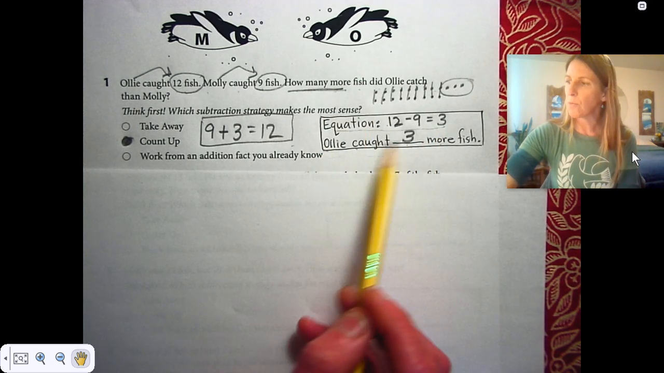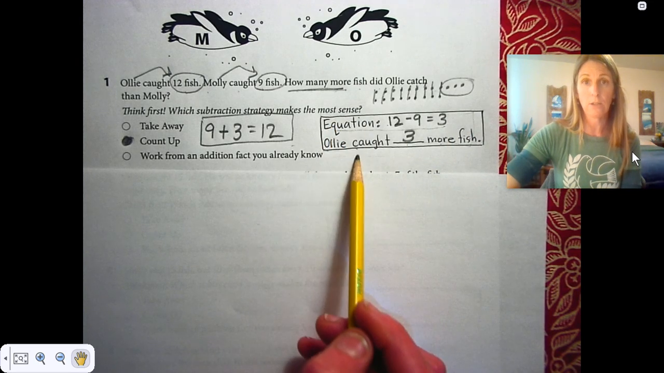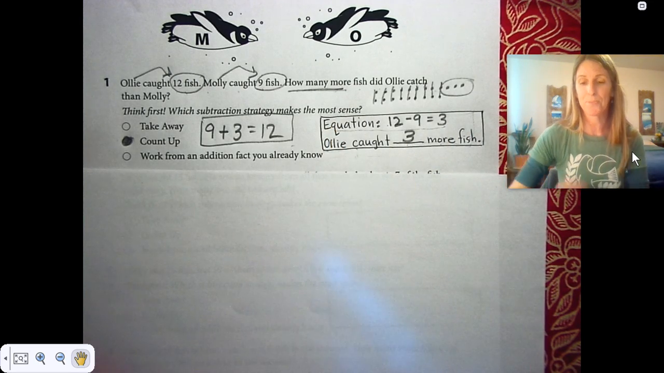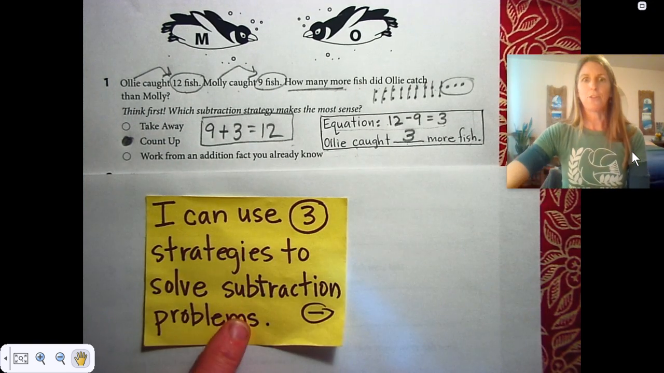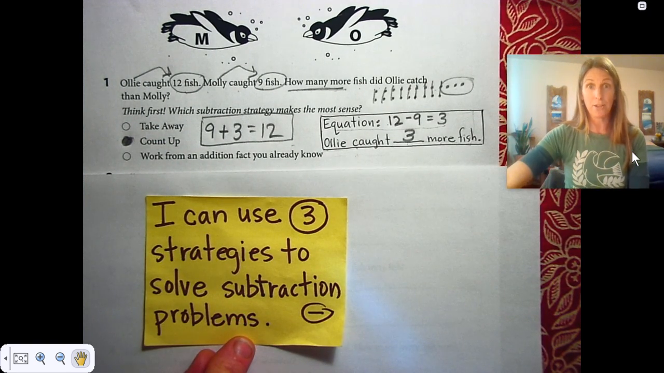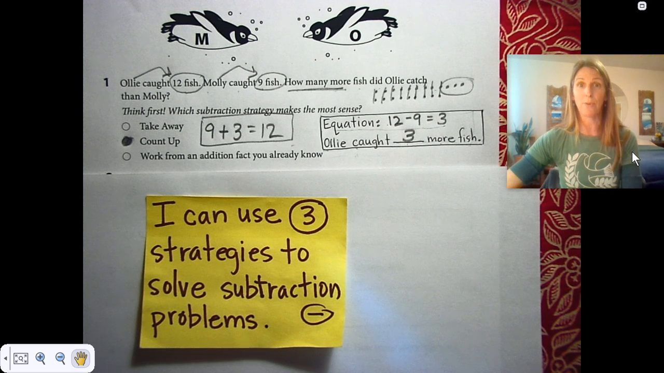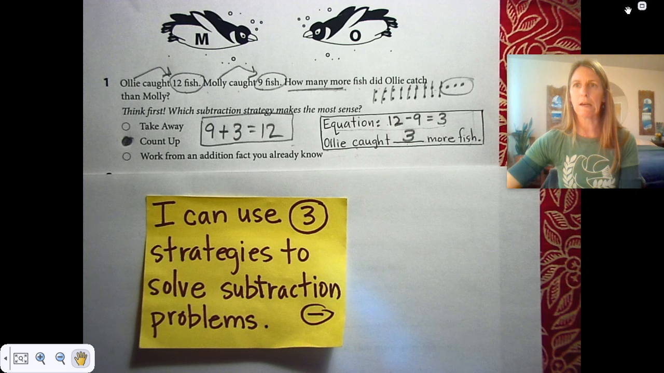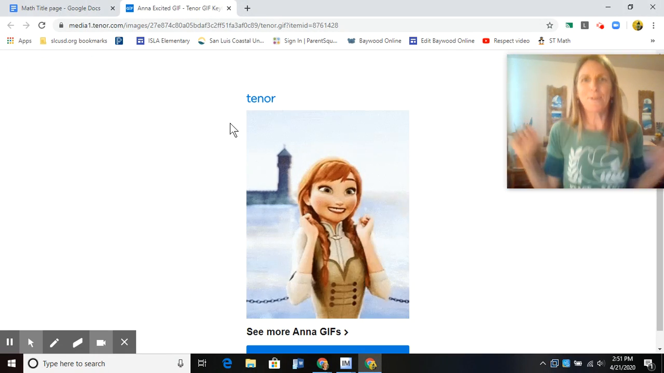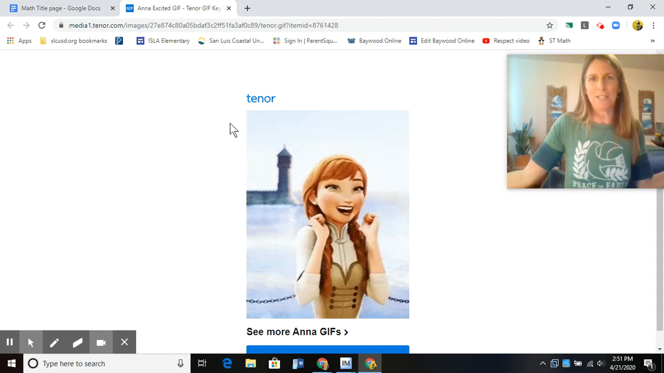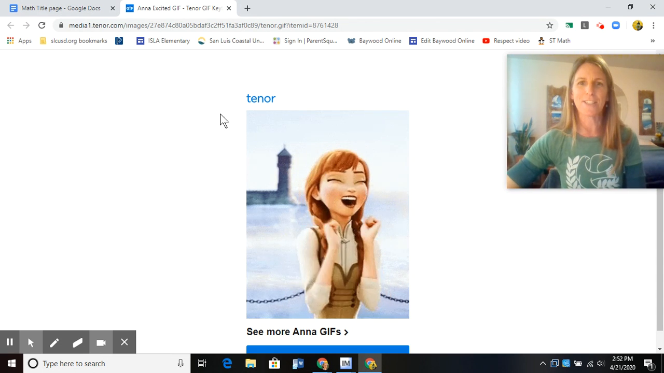I gave you a rectangular box in Seesaw just like this for you to do your work. Okay. All right. You can use those three strategies to solve these subtraction problems. And look how excited Anna got when she figured out she could use these subtraction strategies.